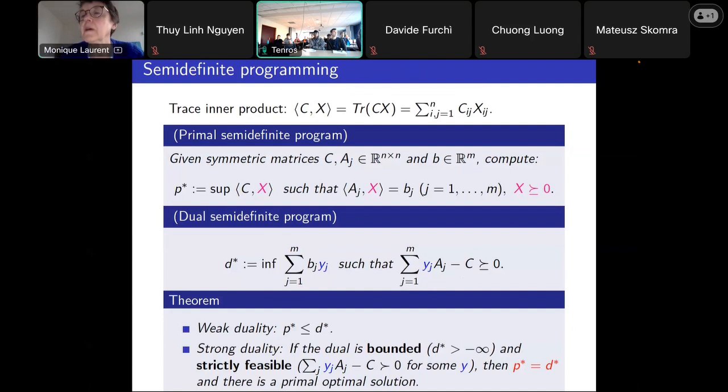Okay, thank you. So in the real case, everything should be symmetric, and later we'll also have complex SDPs, and then the matrices should be Hermitian, complex Hermitian. Okay, thanks for the question.